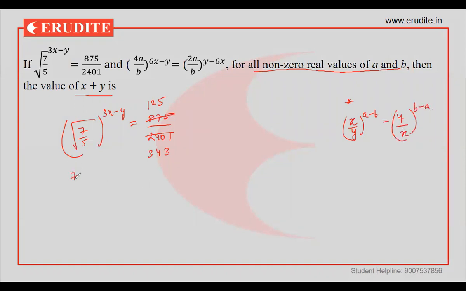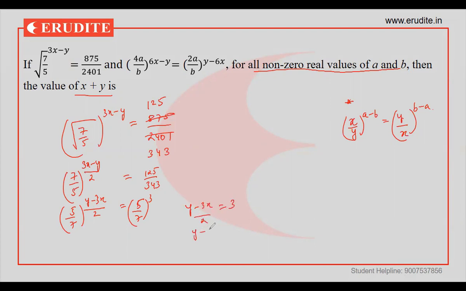Right. So on the left hand side it is (7 by 5) to the power 3x minus y, and the root I can write as a half. The right side is 125 upon 343. This one I can write as (5 by 7) to the power y minus 3x by 2. 125 is 5 cube and 343 is 7 cube. If I compare it guys, the bases are the same. That means y minus 3x by 2 equals 3. So y minus 3x equals how much? 6. So this is the one equation you are getting.